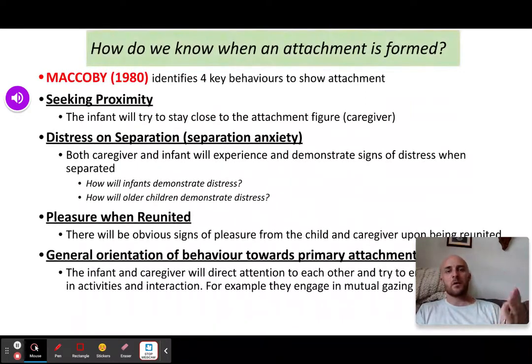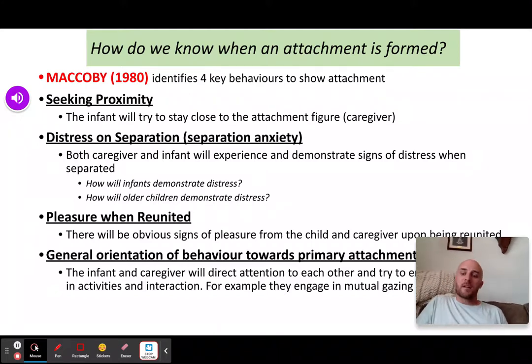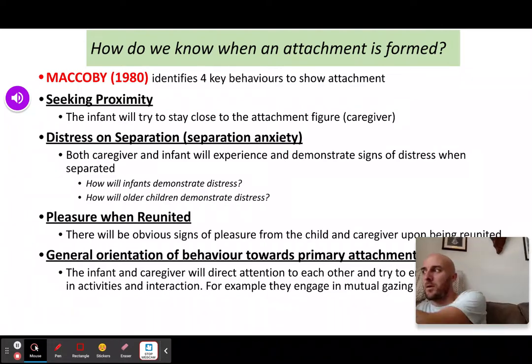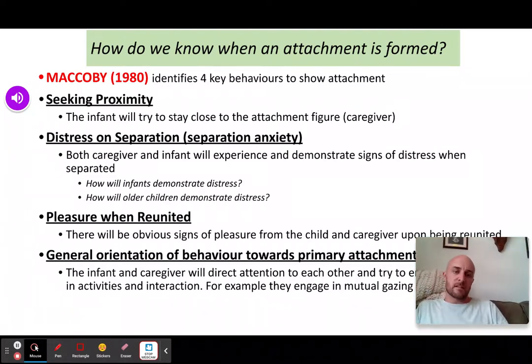But how do we actually know an attachment is formed? It's worth noting that an attachment is a two-way emotional bond. Those of you who have cats and dogs will probably, unless you are some sort of monster, have an attachment to your dog, and your dog will have an attachment to you. Those with cats maybe less so, because cats don't really make attachments because they're so up themselves, but generally speaking, you will.